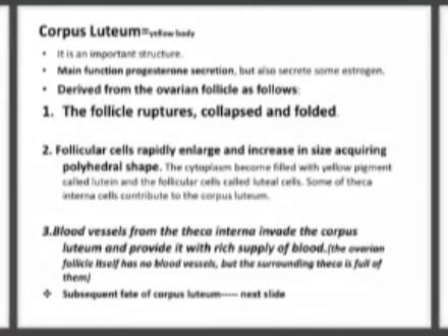Corpus luteum, a few words: yellow body. It is known as a yellow body. It's an important structure. Main function: progesterone secretion, but it also secretes some estrogen. It is derived from the ovarian follicle as follows. The follicle ruptures, collapsed and folded. The follicular cells rapidly enlarge and increase in size, acquiring polyhedral shape.